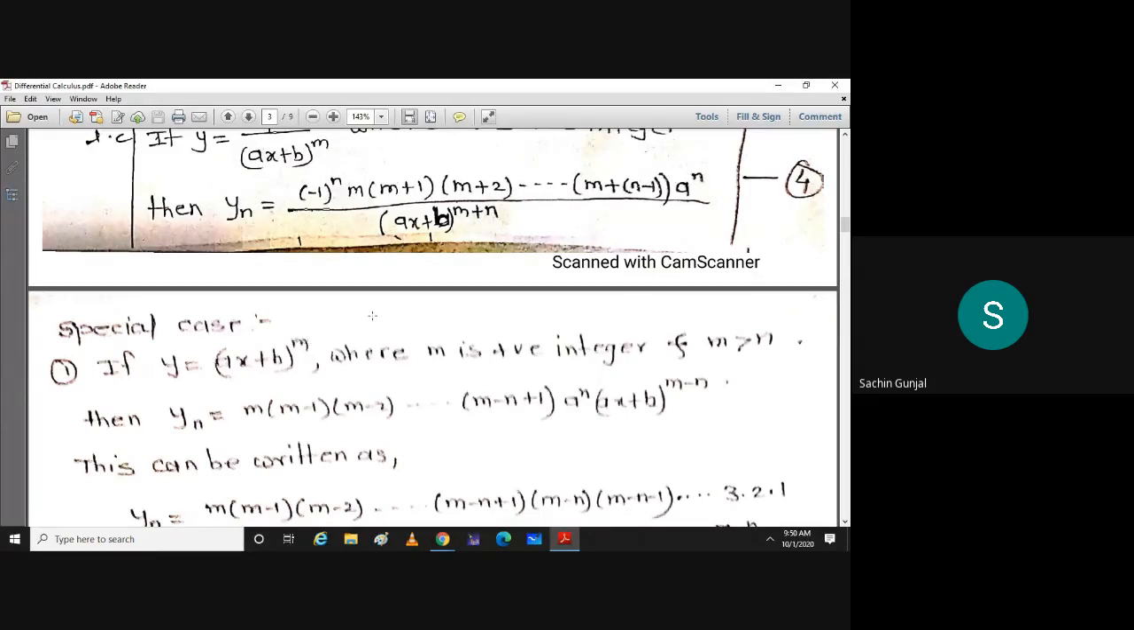Anybody? What did you say the function was? 2x plus 3 raised to 5. Okay, my m is 5 and n is 7. I am finding its 7th derivative. So it will be 0. Yeah, good. Do you understand? Yes, sir, 0. Sir, please explain once more. Sir, this will be a case where n is greater than m, no? Not m is greater than n.